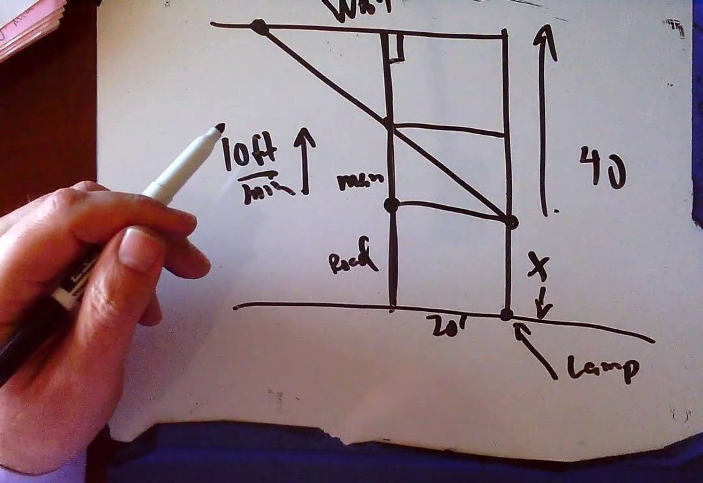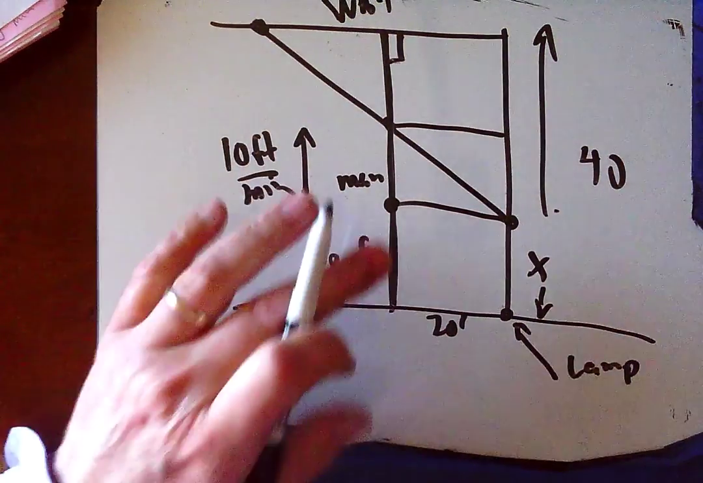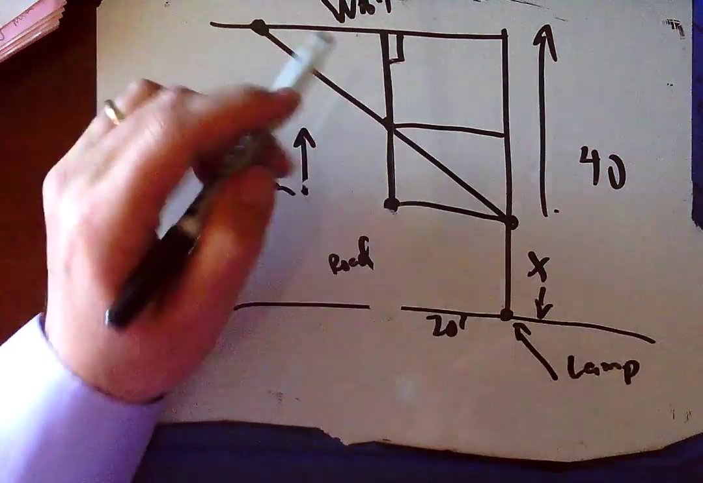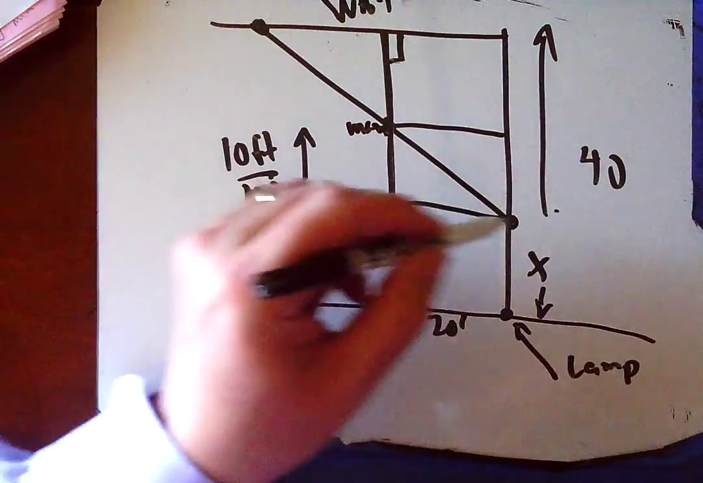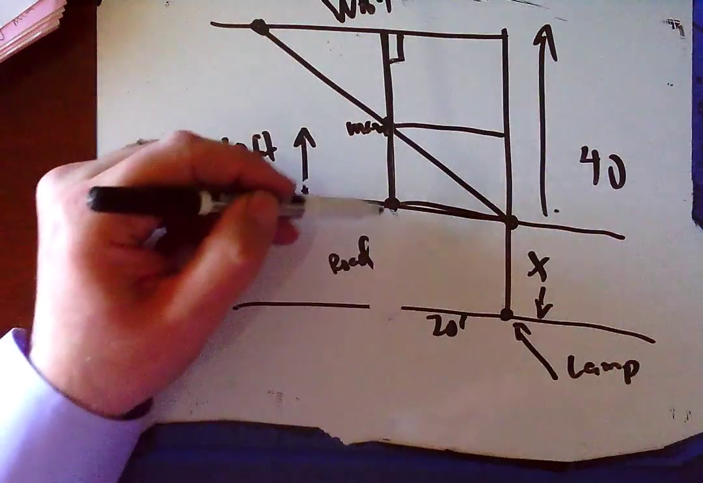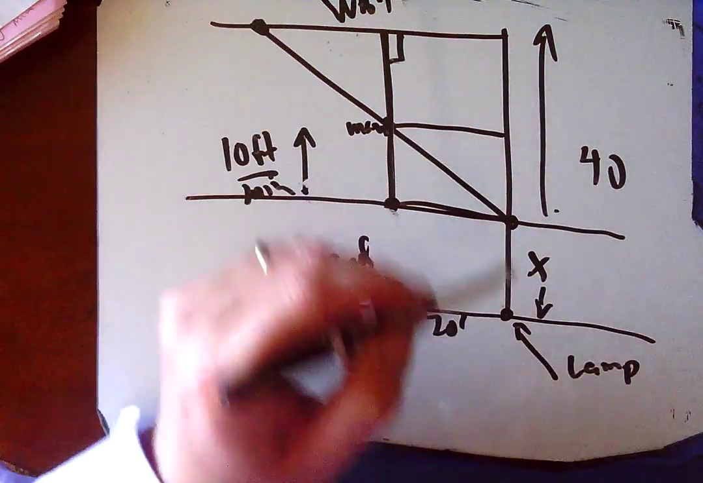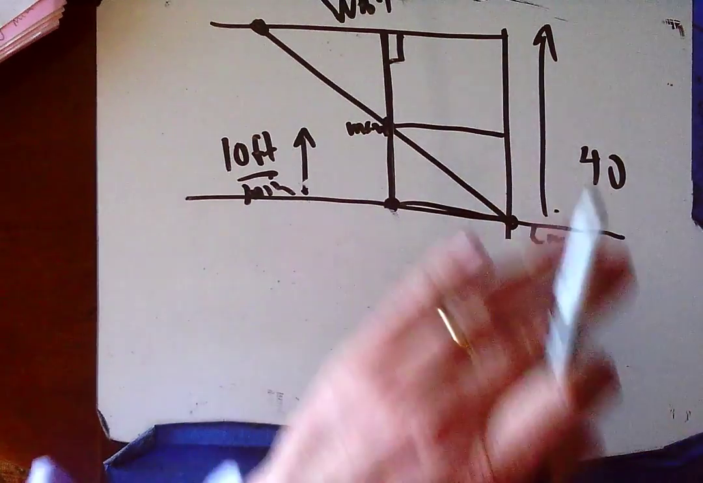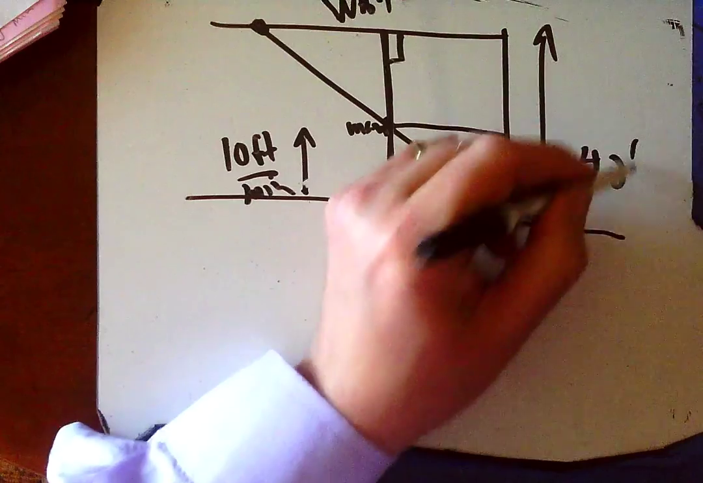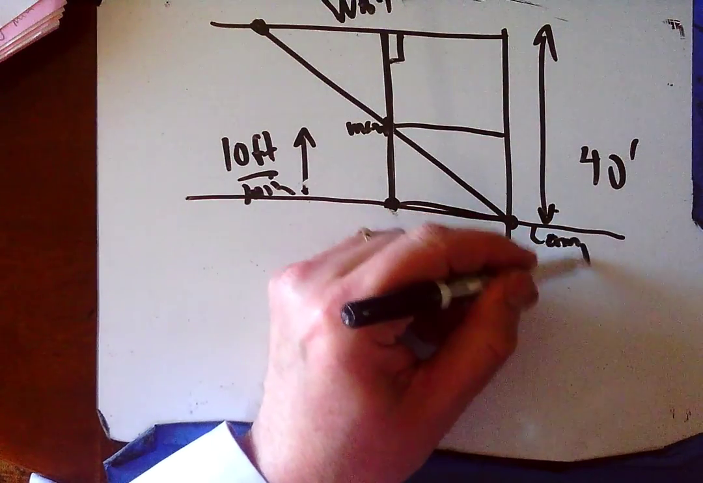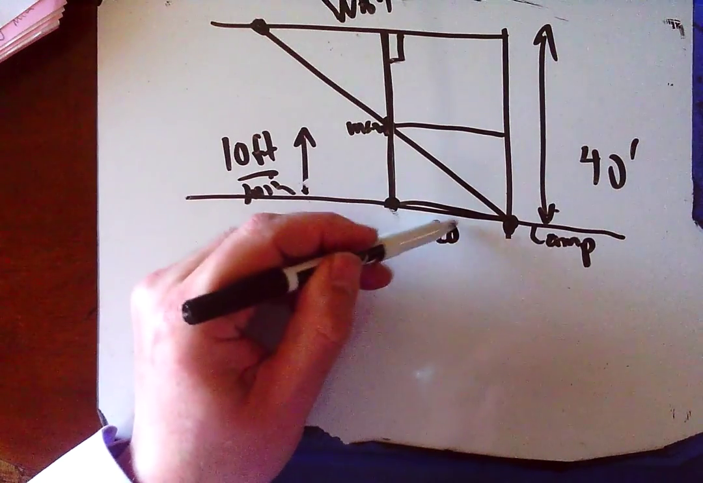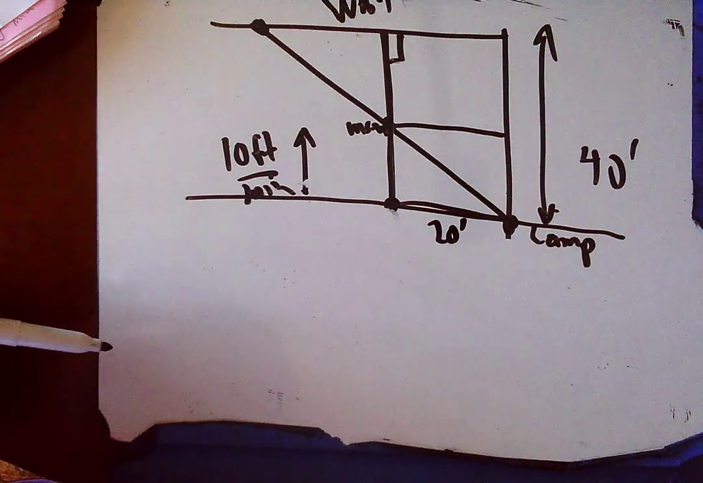Why did I have 3 marks there? Sorry. Everybody just move up. There's the man walking down the road towards the wall. There's the lamp. This distance is 40 feet. That point is the lamp. This distance is 20 feet.